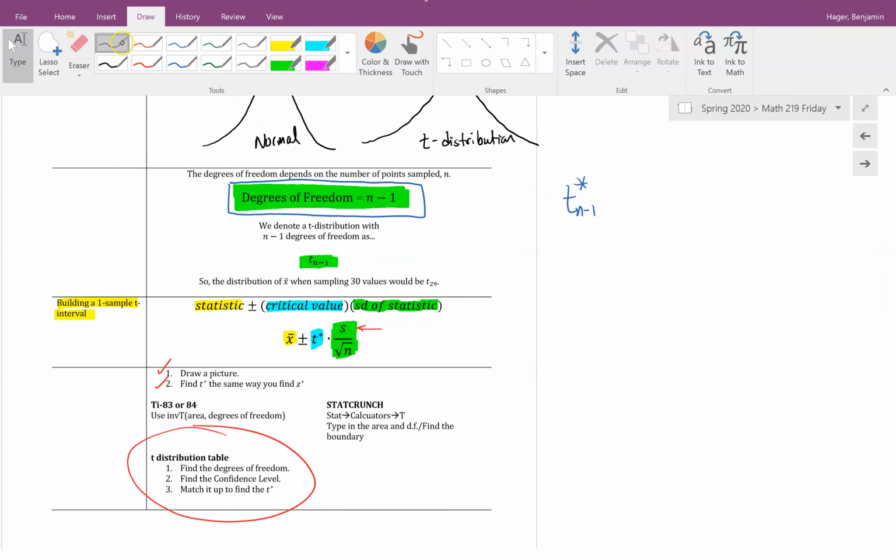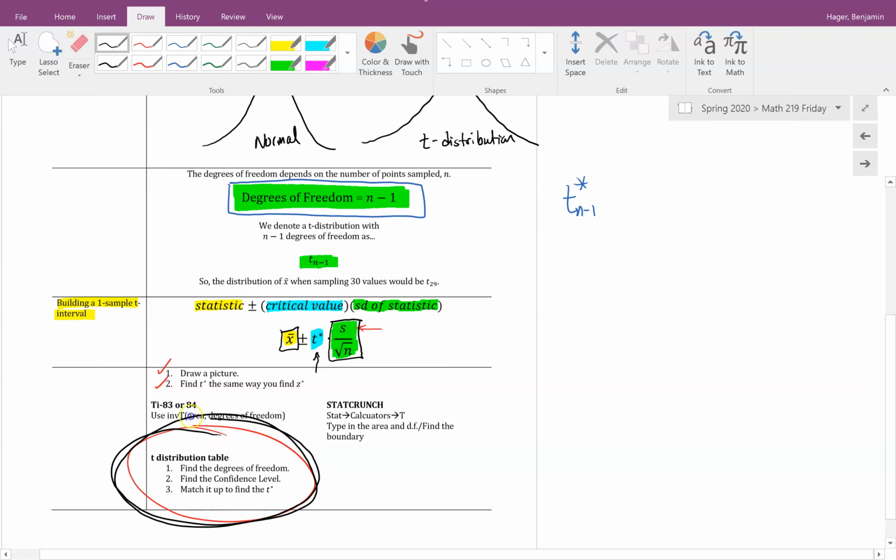So if you want to build a t-interval, a one sample t-interval, again, you're going to start with your point estimate, and then you're going to add and subtract a bunch of standard deviations. How many you add or subtract is based on the level of confidence that you want, and the critical t-value that goes along with that, which we would find off a t-table, or StatCrunch.